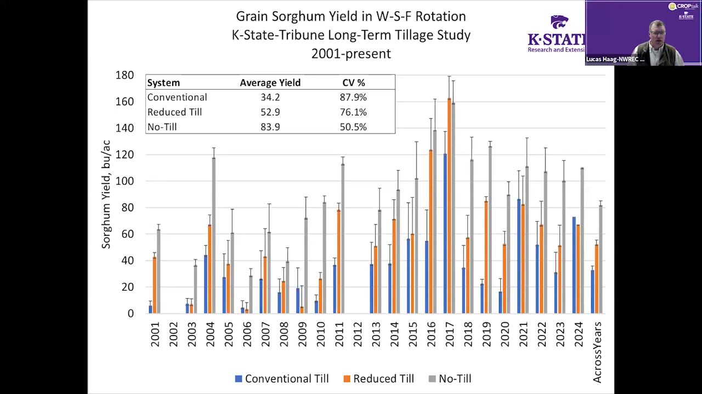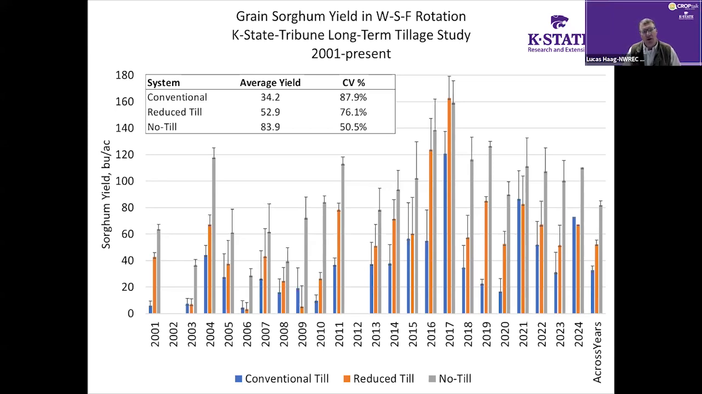So our long-term averages were running about 84 bushel on the no-till, 53 on the reduced till, 34 on the conventional till. What I think is a really key point I want to drive home is to keep in mind what we talked about regarding these treatments. Keep in mind that both the no-till and the reduced till sorghum are no-till planted into undisturbed wheat stubble.